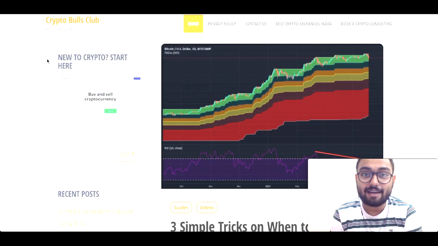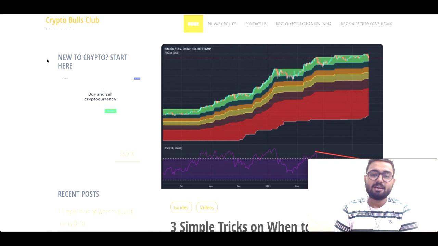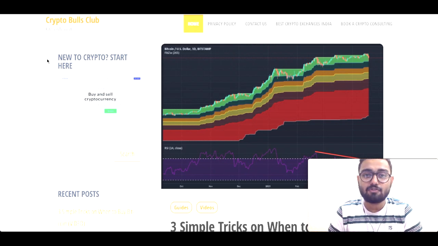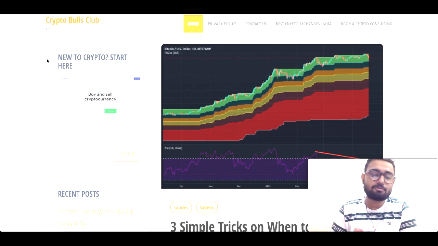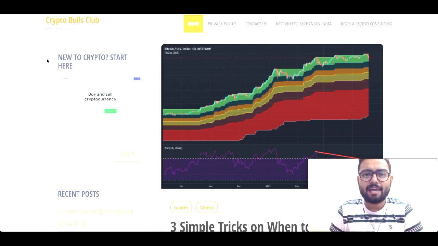Let's move on. Number three. I get a lot of questions from people saying that I want to hold a particular cryptocurrency for 5 years, for 10 years, for 15 years, and what could be the respective value of those currencies after that many years? For them, I actually reply with a one-word answer.